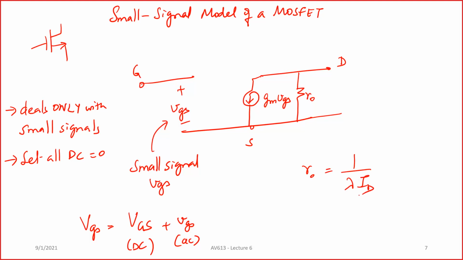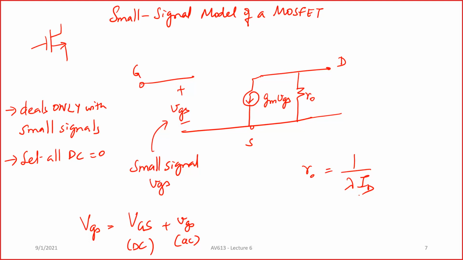Now, in the small signal model, there is no DC current and no DC voltage. We look at only the AC currents and AC voltages. We don't consider DC voltages and DC currents here. So this is a simple small signal model of your MOSFET. It has a GM component which converts your small signal input voltage to your small signal current, and there is R naught.